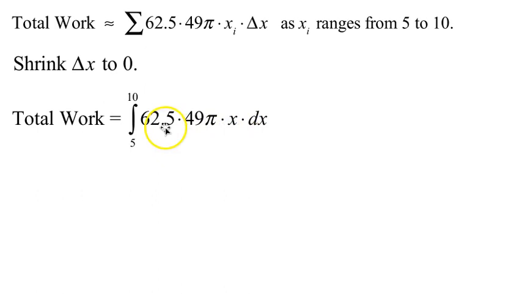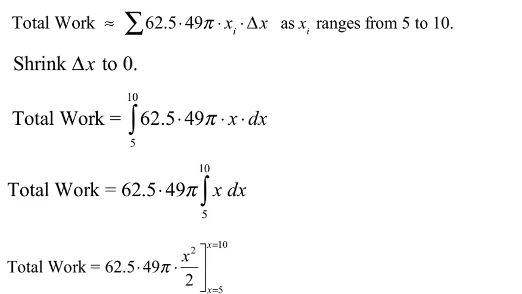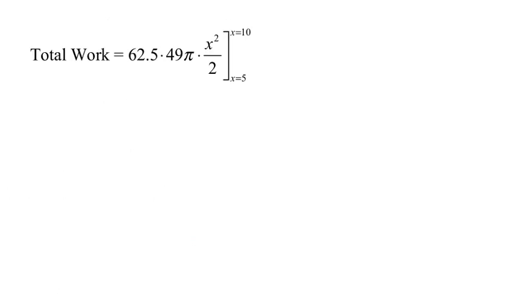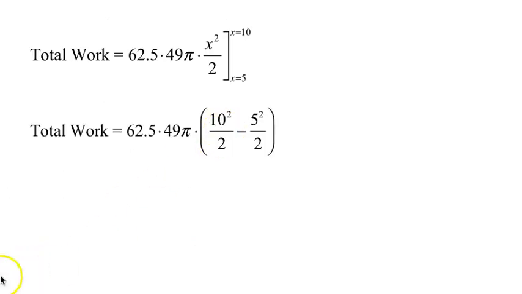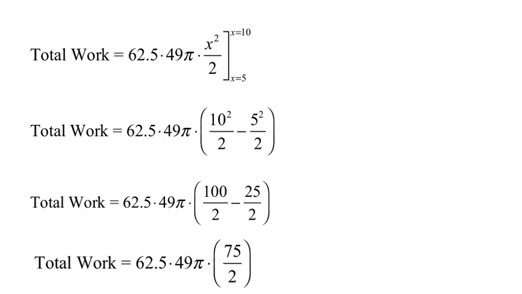What's nice about this is 62.5 and 49 pi are constants. They can come out in front of the integral. And all I'm doing is integrating x from 5 to 10. The integral of x, of course, is x squared over 2 from 5 to 10. 10 squared over 2 minus 5 squared over 2, which is going to give us what? 100 over 2 is 50 minus 25 halves. So 50 minus 25 halves, or 100 halves minus 25 halves, is 75 halves.